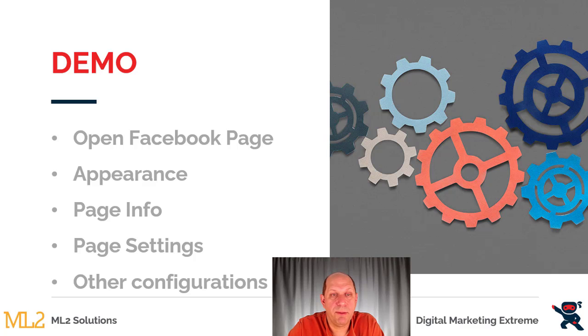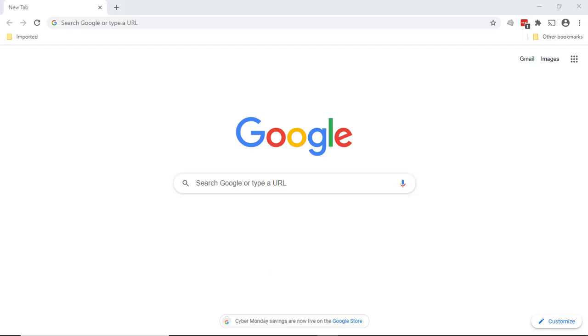So let's go through a demo. First, I'll show you again just how to get back to your Facebook page after you've created it. We'll then go through some of the configuration settings for the appearance, for the page info or kind of the about section, these kind of behind the scenes page settings that control how people interact with your page, and then a few other configurations that are possible within a Facebook page. So let me show you how to configure your Facebook page.